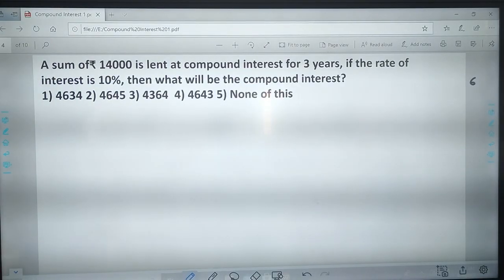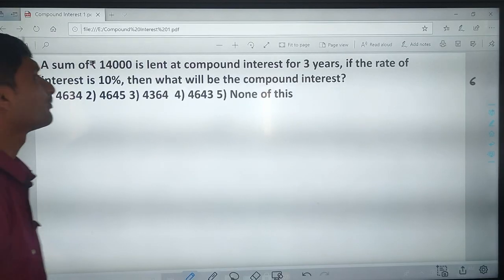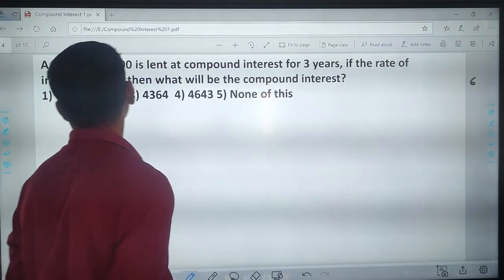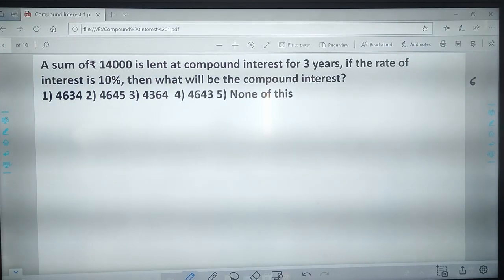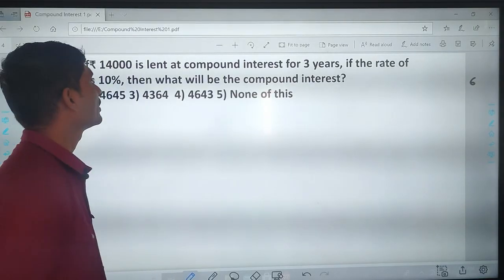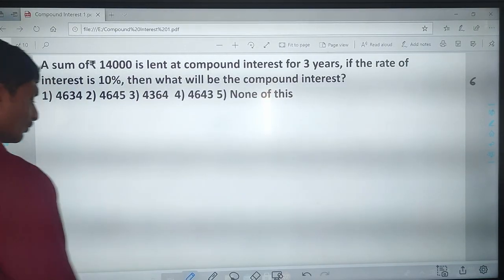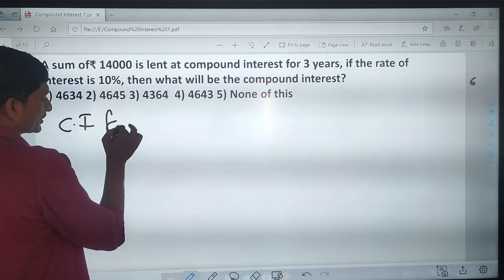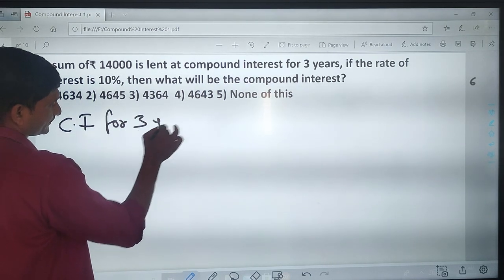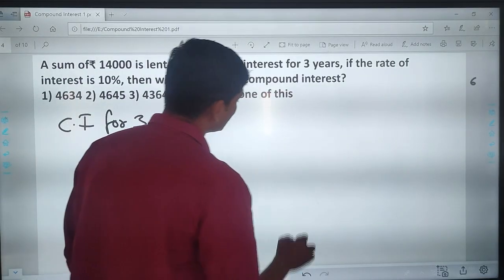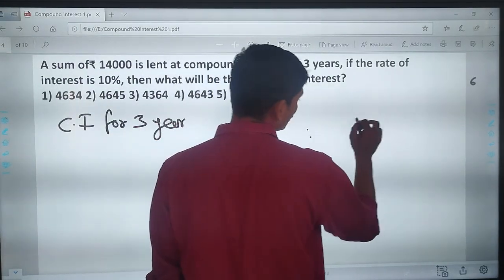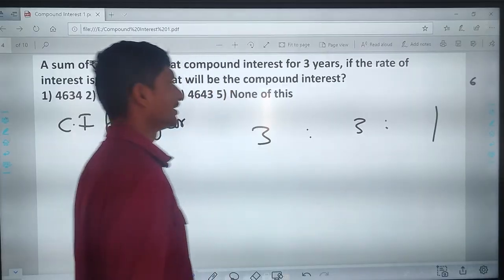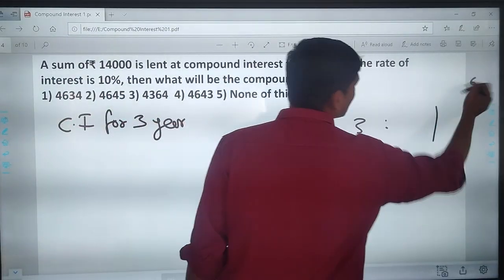Now next. A sum of rupees 14,000 is lent at a compound interest for 3 years. If the rate of interest is 10%, then what will be the compound interest? Here we find the compound interest for 3 years. Now here we use 3:3:1.